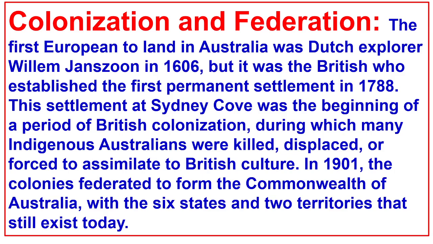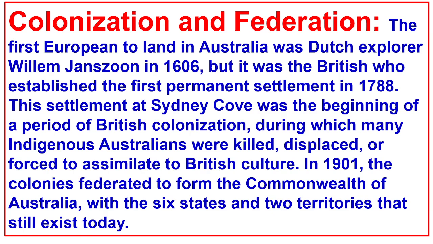Colonization and Federation. The first European to land in Australia was Dutch explorer Willem Jansz in 1606, but it was the British who established the first permanent settlement in 1788. This settlement at Sydney Cove was the beginning of a period of British colonization, during which many indigenous Australians were killed, displaced, or forced to assimilate to British culture. In 1901, the colonies federated to form the Commonwealth of Australia, with the 6 states and 2 territories that still exist today.